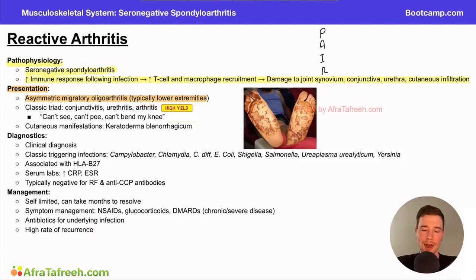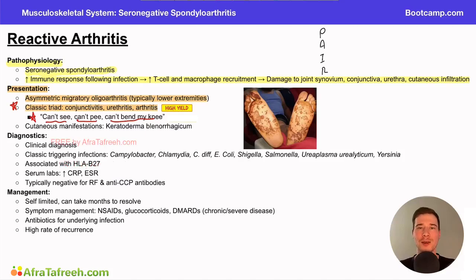The classic triad they like you to know, and I'll put a star by this, is these patients will have conjunctivitis or inflammation of the conjunctiva, urethritis, and arthritis. And the memory aid that we use for this is right here. Can't see, which is for the conjunctivitis, can't pee for the urethritis, right? Inflammation of the urethra, and can't bend my knee for the arthritis. So again, all together, can't see, can't pee, can't bend my knee is a very helpful memory aid we can use to remember the classic triad of reactive arthritis.